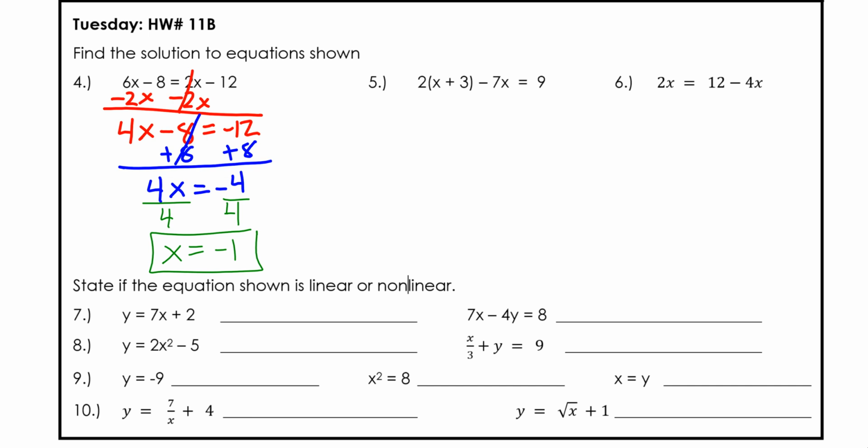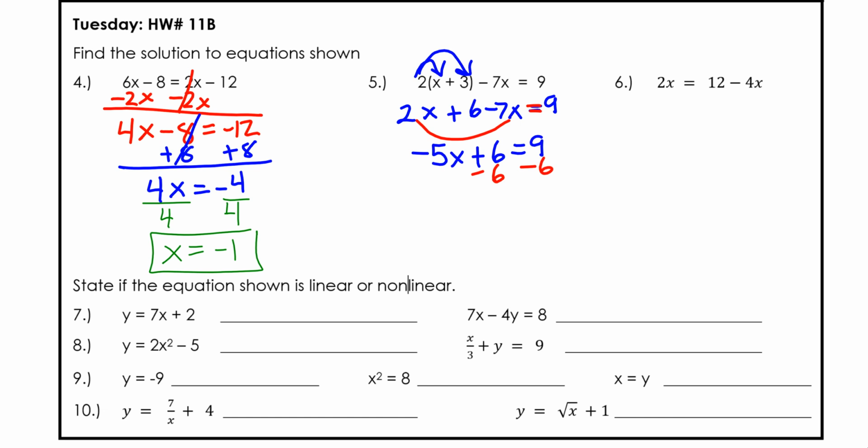Question number 5 requires you to do some distributing. I'm going to start here with 2 times x, and then 2 times 3. But I do not multiply it by the rest of the sentence. Now notice the difference here on question number 5. In question number 5, the x's are on the same side of the equal sign. So I don't use an inverse. I simply combine like terms. 2x's minus 7x's is negative 5x. Rewrite the rest of your problem.